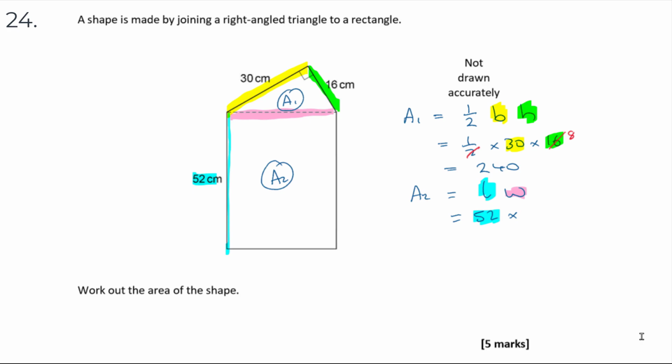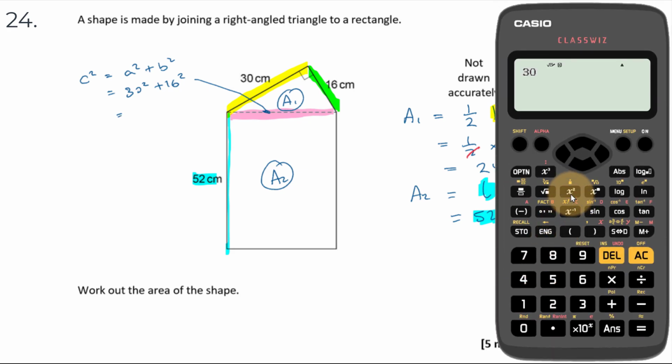So I can just use Pythagoras' theorem to find this one. Here I can use c squared equals a squared plus b squared, where a is 30 and b is 16. So what's that then? 30 squared plus 16 squared comes out to be 1156. Then c is going to be the root of that, isn't it? The root of the answer is 34. So that means my hypotenuse is 34.